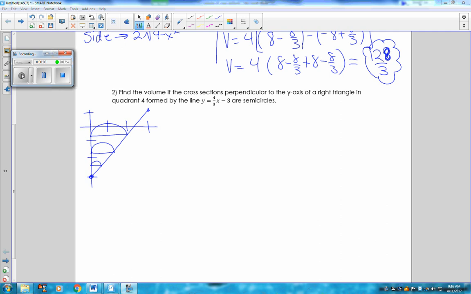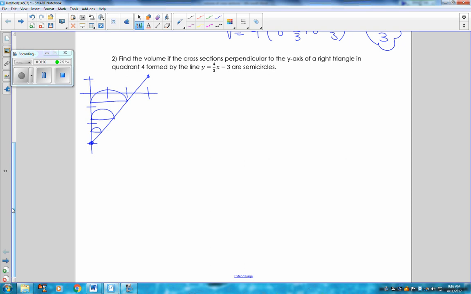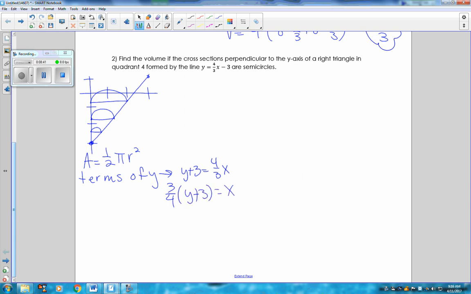All right. So what area formula am I going to use? Okay, half of a circle, which is 1/2 pi r squared. What does it need to be in terms of? Y. So in terms of y, we've got y plus 3 equals 4/3 x. So I've multiplied each side by the reciprocal, 3/4. And then I'm going to distribute it.